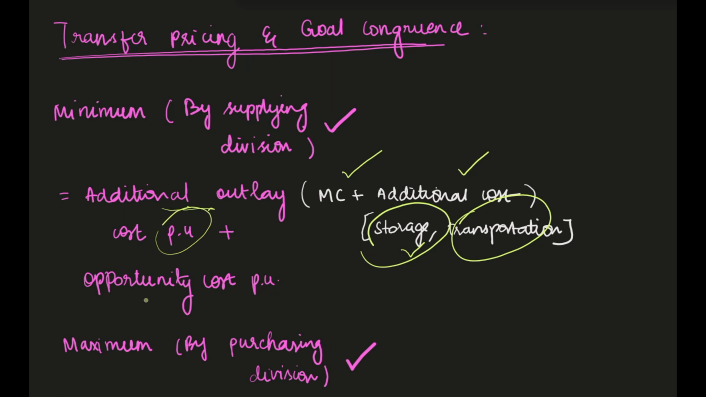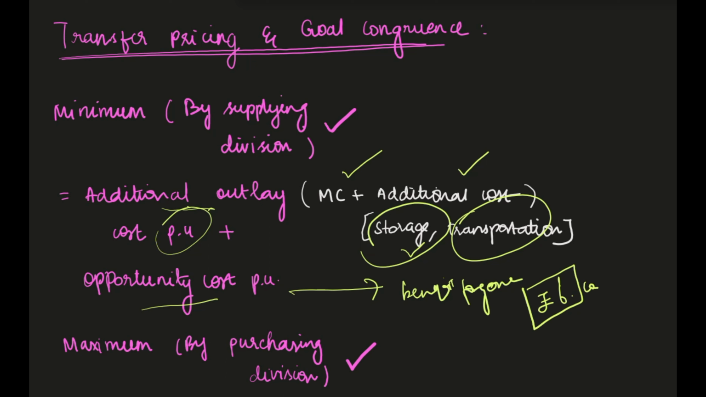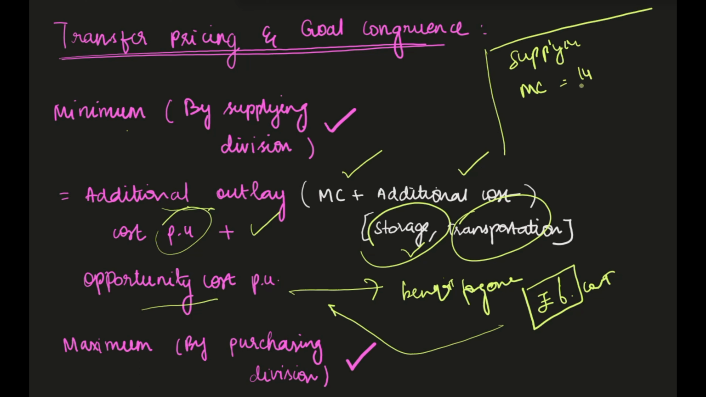And plus opportunity cost. This opportunity cost is the benefit foregone. If they had sold it externally, they would have got 6 rupees as a contribution, and this will have to be added to the additional outlay cost to bring up the minimum price. Let's understand this by an example. Let's say the supplying division has a marginal cost of 14 rupees and the external selling price for them is 20 rupees. Now if they sold it externally, they will get a contribution of 6 rupees.